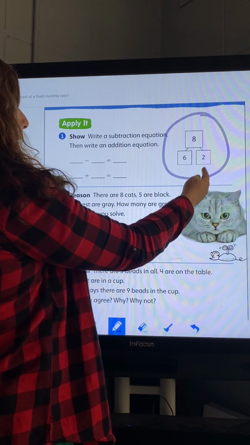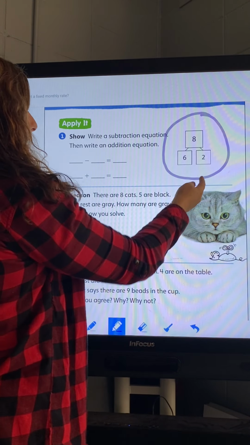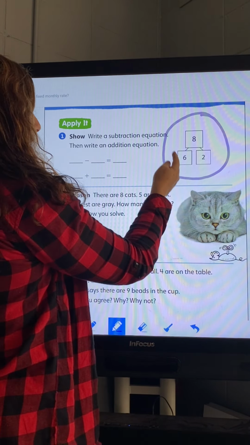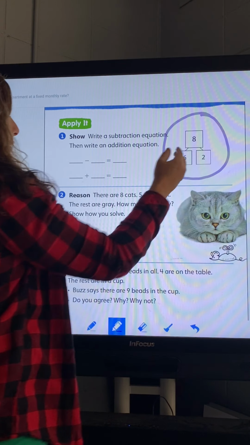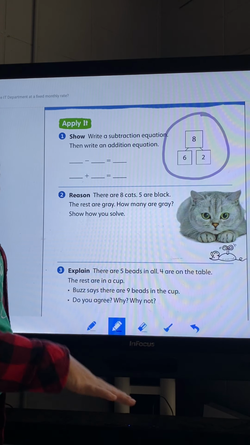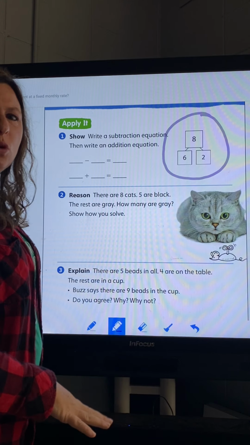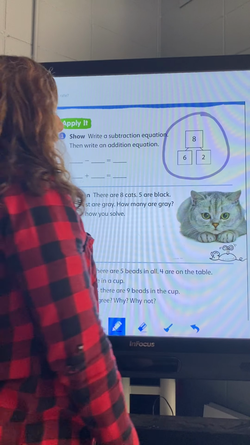We have this part make the whole. This part and this part make the whole. We have this big whole minus this part equals this part. Or this big whole minus this part equals that part, right? We know that because we are so smart. We are super smart first graders, right?